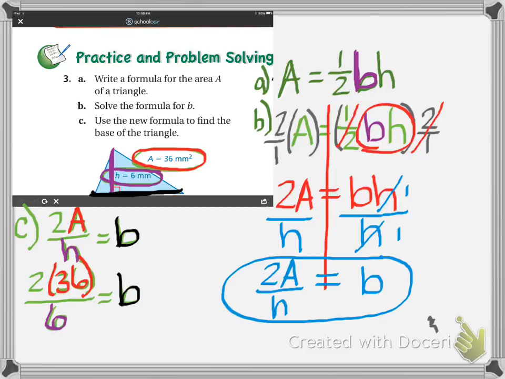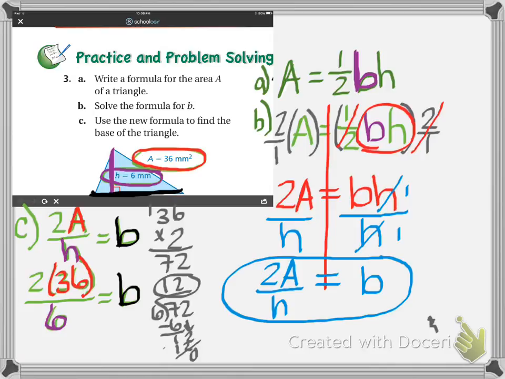Okay, and then we do 2 times 36. 6 times 2 is 12. 2 times 3 is 6 plus 1 is 7. So we get 72 divided by 6, and you could have done this in a calculator. 72 divided by 6, 6 goes into 7 once, 7 minus 6 equals 1, and bring down the 2, 12. So 2 times 36 divided by 6 equals 12. So the base would be 12 millimeters.